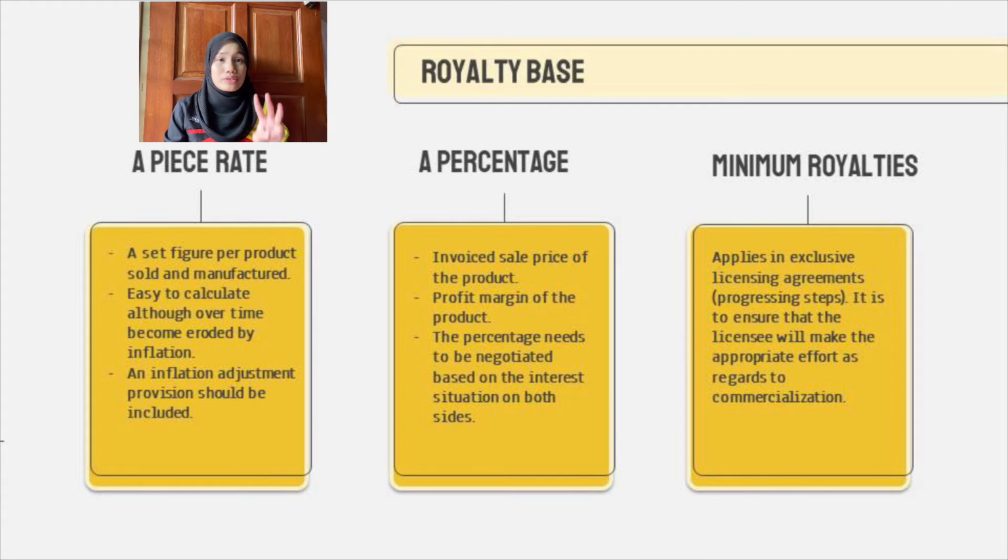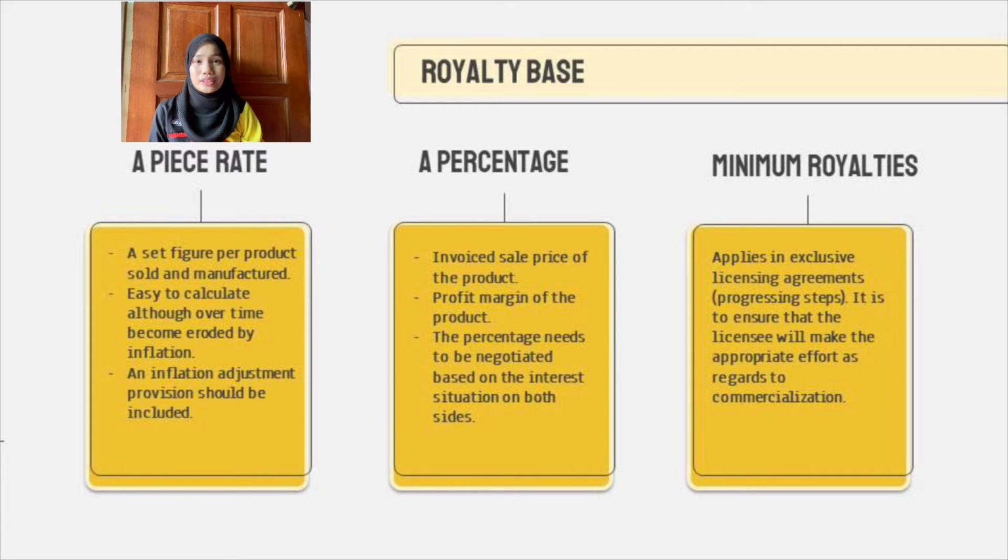Royalties are divided into 3, which is a piece rate, a percentage, and minimum royalties. A piece rate is a set figure per product that has been sold and manufactured. It is easy to calculate, although over time it has been eroded by inflation. An inflation adjustment provision should be included in the calculation.